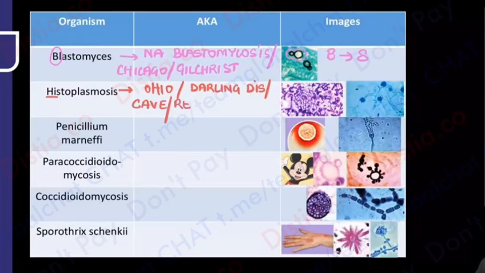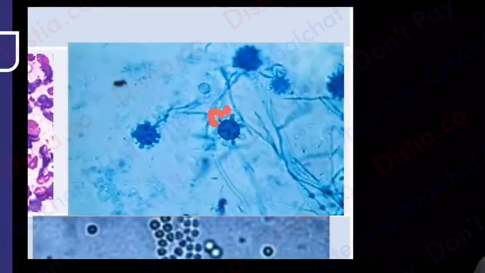So it is reticuloendotheliosis. If you remember, this was very similar to TB. This was the TB-like fungus. So if you zoom in and see which kind of macroconidia you were seeing, could you see these?